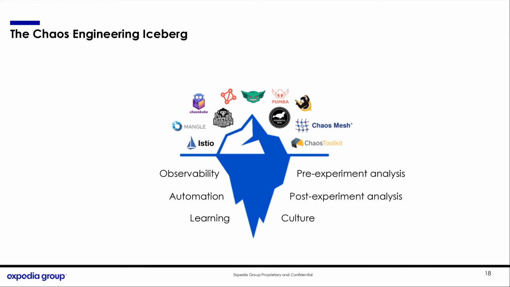However, we believe the focus should not be there. The focus should be more on the experiments and on the different phases before and after the experiment. We need to focus more on the pre-experiment analysis, as part of which we may find that our observability is not great. We possibly have too many dashboards or too many alerts, or our dashboards are hard to interpret.